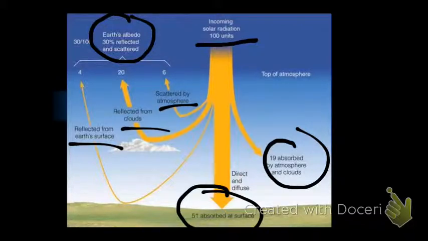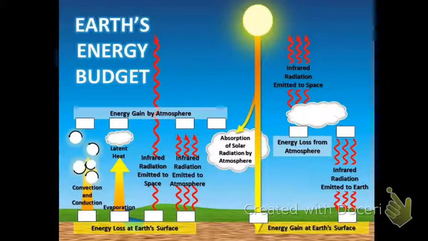The interesting thing is that something has to happen with that 51% of solar radiation to keep the Earth's surface in equilibrium, or the same average temperature. If that 51% is not dissipated in some way, the surface of the Earth would continually get hotter. This is illustrated in figure 2.18 on page 45 of your text. If 51 units of solar heat is absorbed by the Earth's surface, 51 units of solar heat must be released from the Earth's surface. How is this done?